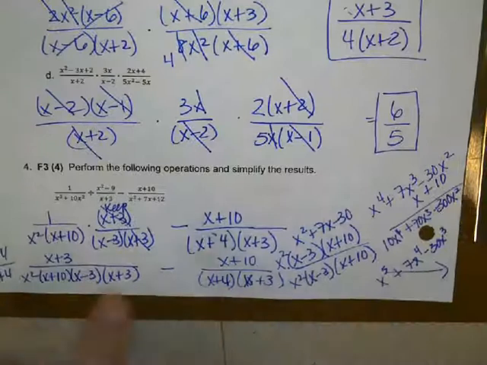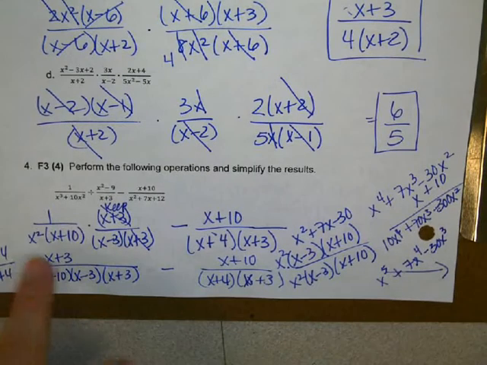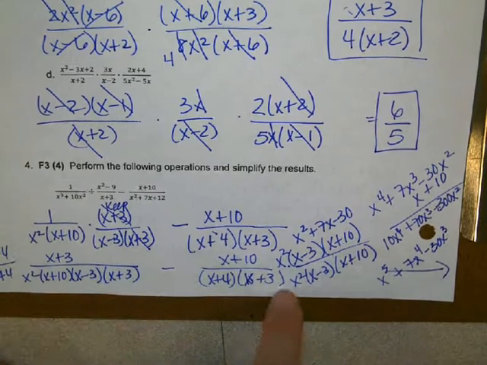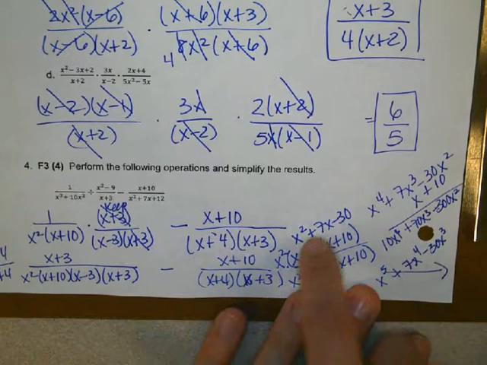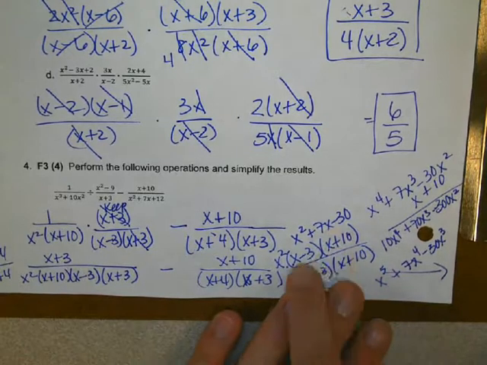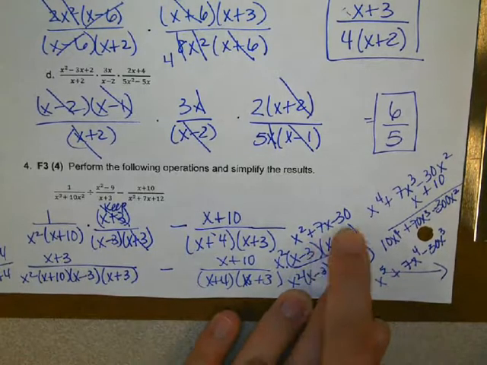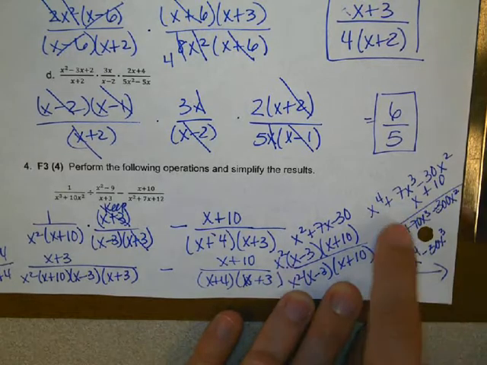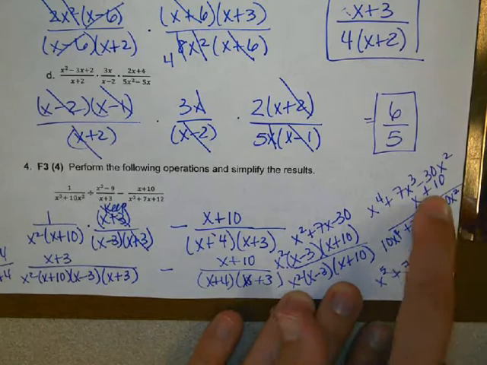And then this one needs 3 pieces. It needs the x squared, the x plus 10, and the x minus 3. So there's a lot of multiplication going on there. So this part here, all of this work, is I FOILed these two together to get that. Then I distributed the x squared through to get that. And then I multiplied that by x plus 10 to get this.